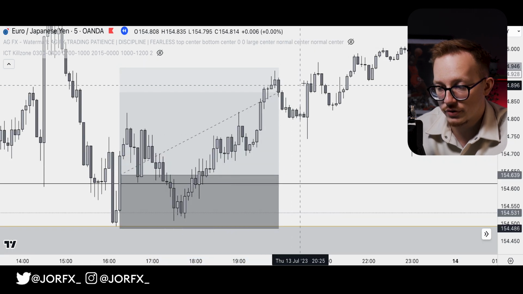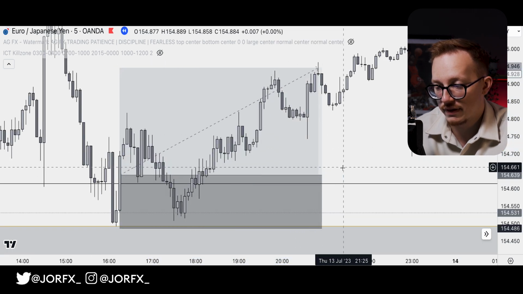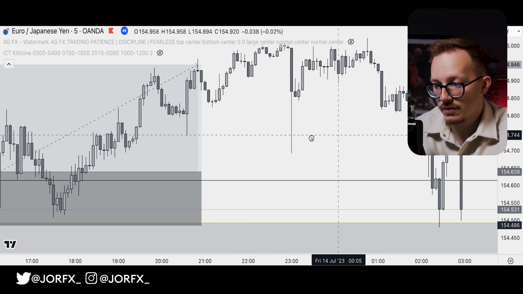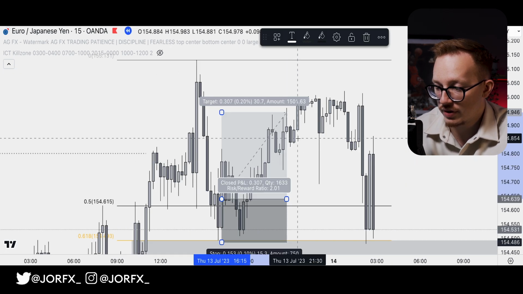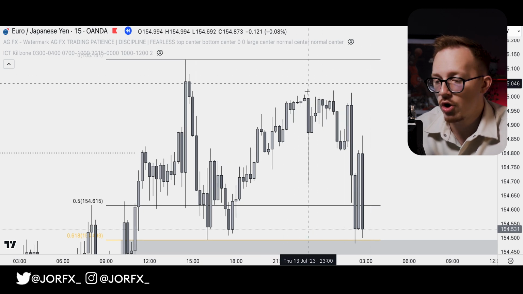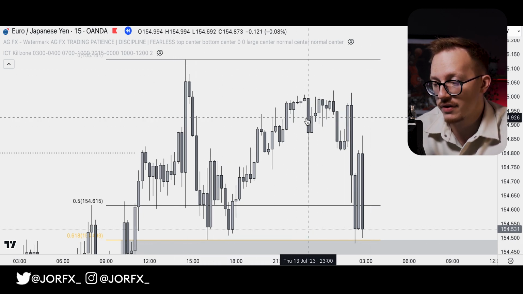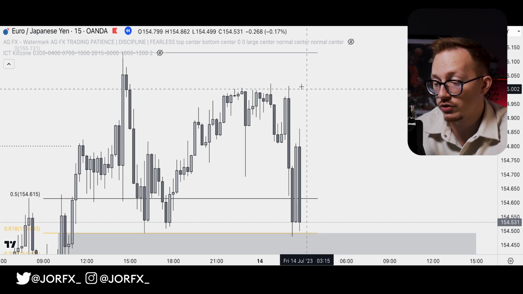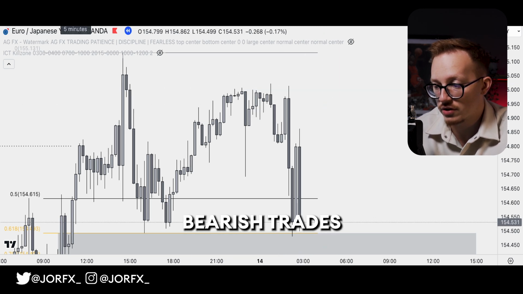And as you can see, of course, target would have been hit in this example. So then we are waiting and waiting, or trade, hit, take profit. But in this example, like also discussed in previous video, we don't break the previous high with this impulse. So I would say on the short term, we are looking for bearish trades.